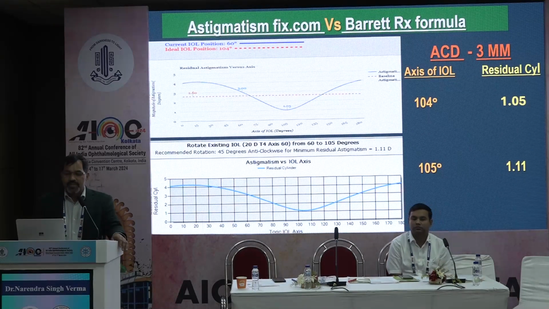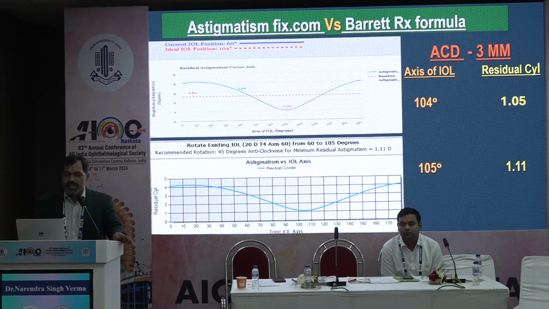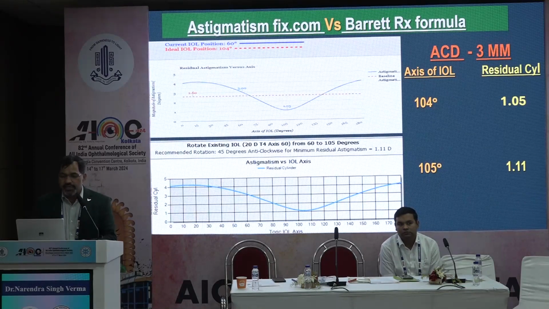In astigmatismfix.com, in the same case, if I take ACD 3 millimeter, it tells us to rotate the IOL axis from the current one to 104 degree, and the residual will remain 1.05. If I enter this data in Barrett, it will tell you to rotate the lens to 105 degree, and the residual will be 1.11.